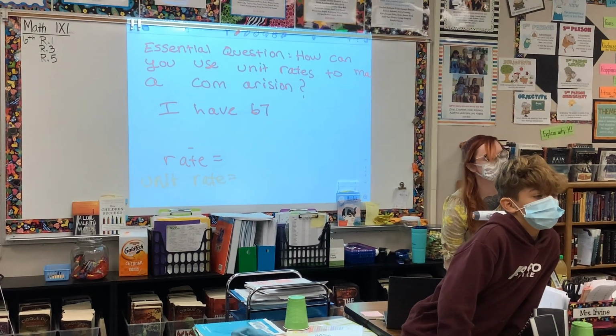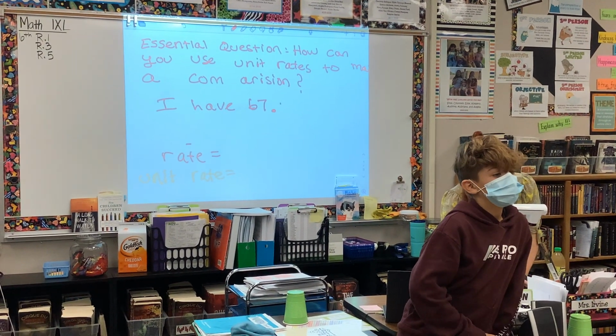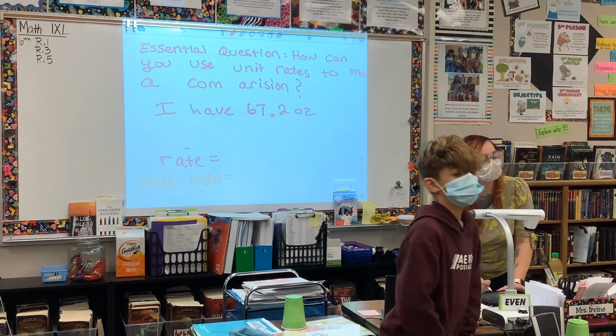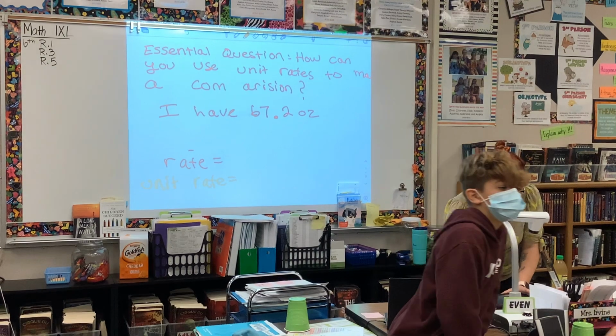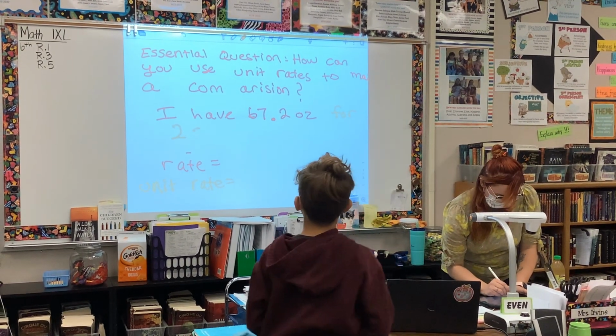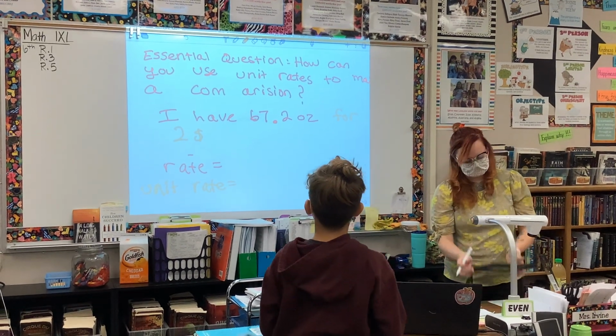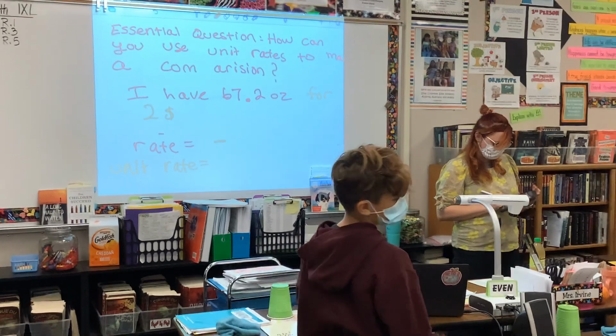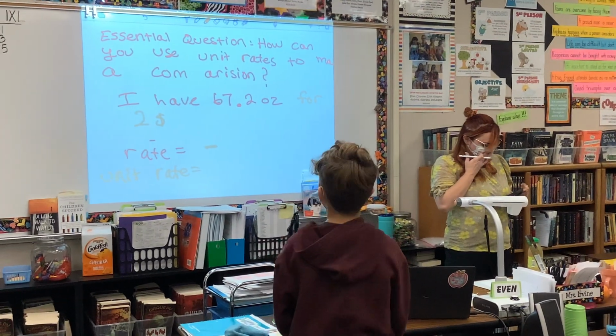Colton, does that say 67.2 ounces? No, the big Coke, the big one, for $2. The big Coke, I got it. Oh, we're doing another one. 67. Wait, isn't it supposed to be 2 ounces and then 67?